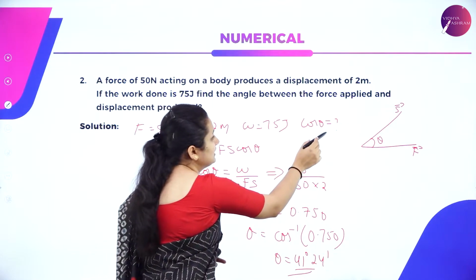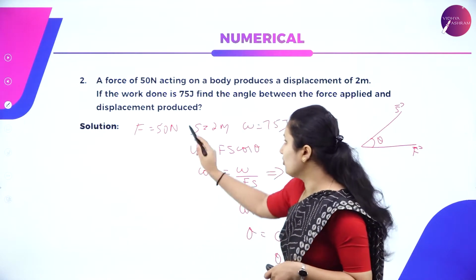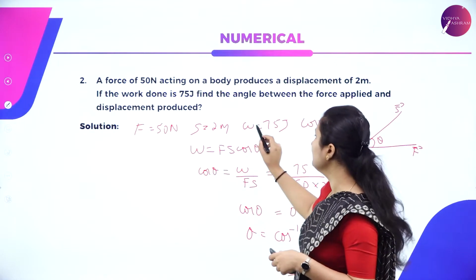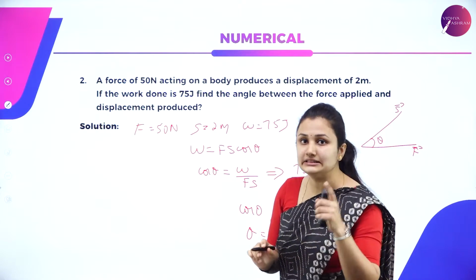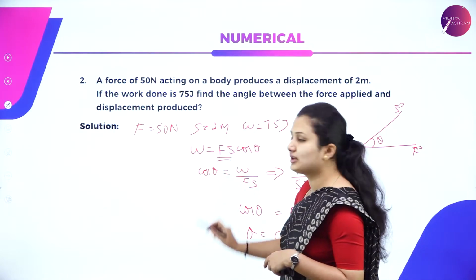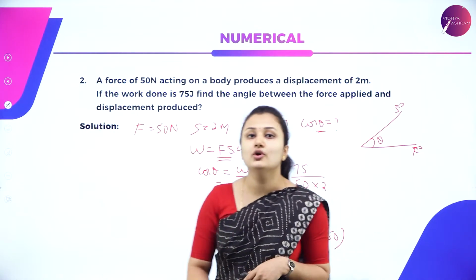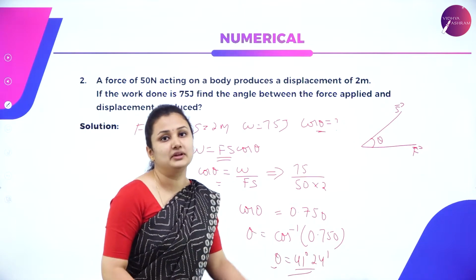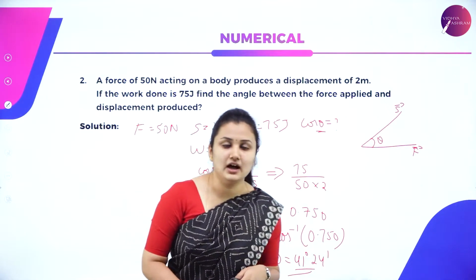This is theta, the angle between force and displacement. Force is given, displacement is given, and the work done W is given, so I need to find the angle theta. This is the formula for work done. On simplification, using the logarithmic table, I get theta equal to 41 degrees 24 minutes.